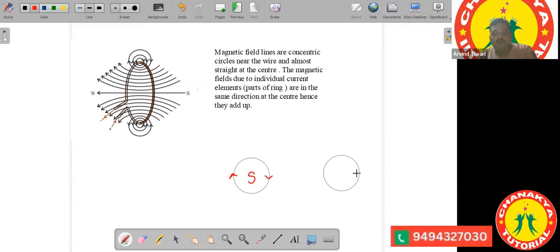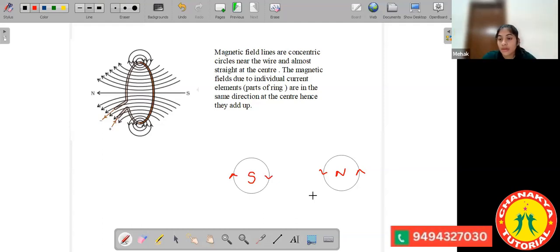If you observe the current to be going in the anti-clockwise direction, then the side towards you is the north pole. Sir, can you explain again?